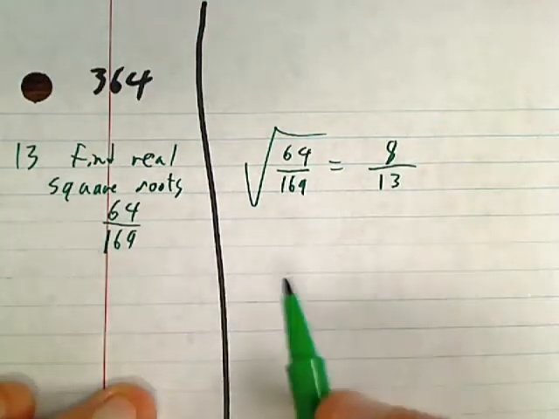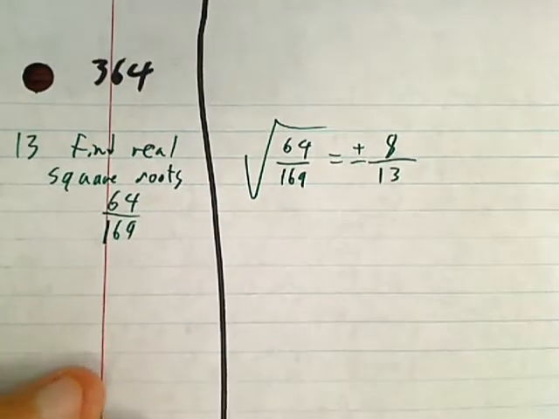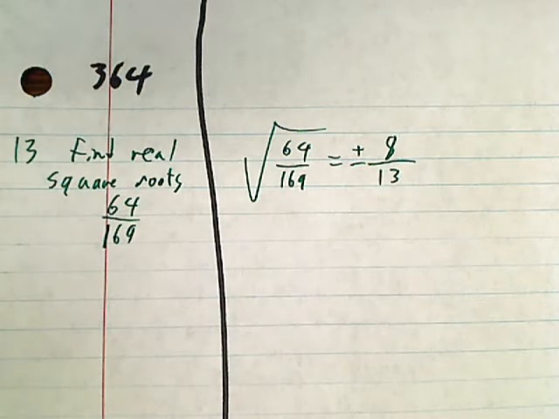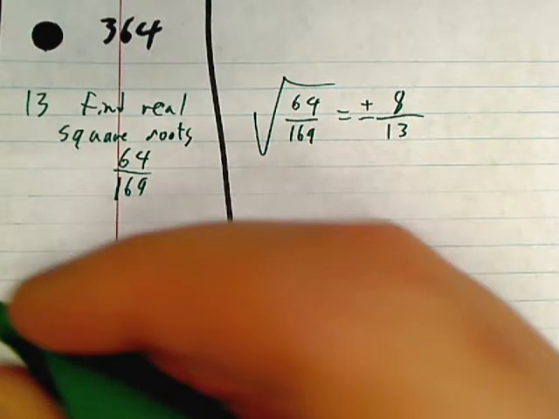It says real square roots, though. I have a positive here, so this is really plus or minus, either positive 8 over 13 or negative 8 over 13. If you squared that, it would give you 64 over 169. Okay, let's try number 15.